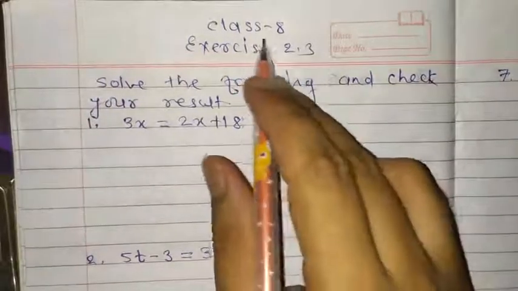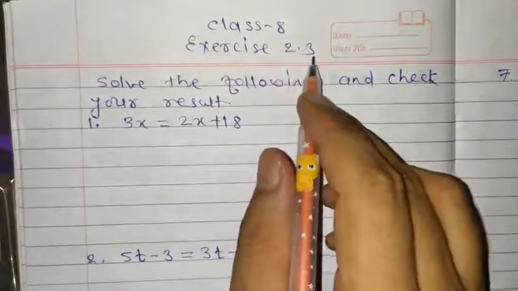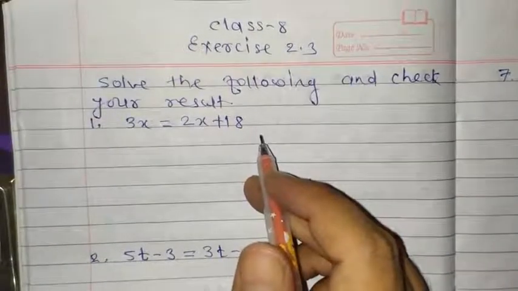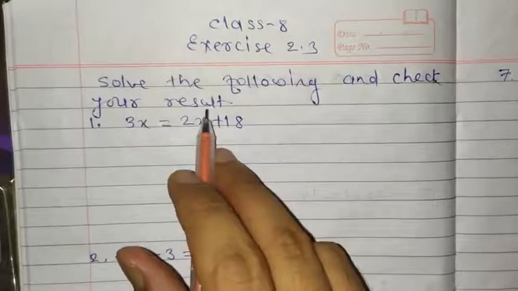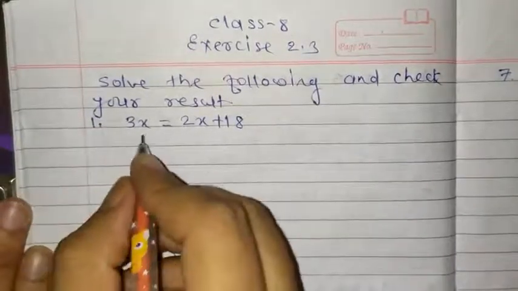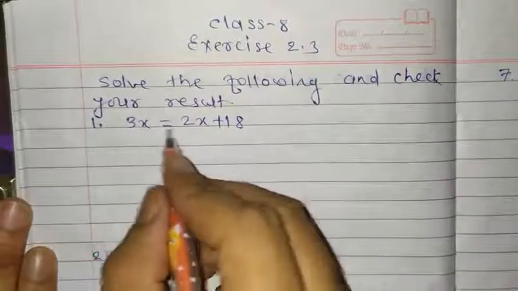Hello dear student, now we are in the class 8 exercise 2.3. Our question is: solve the following and check your result. Here we have to solve, and after that we have to cross check the answer. Here you observe that there is a variable on both sides.